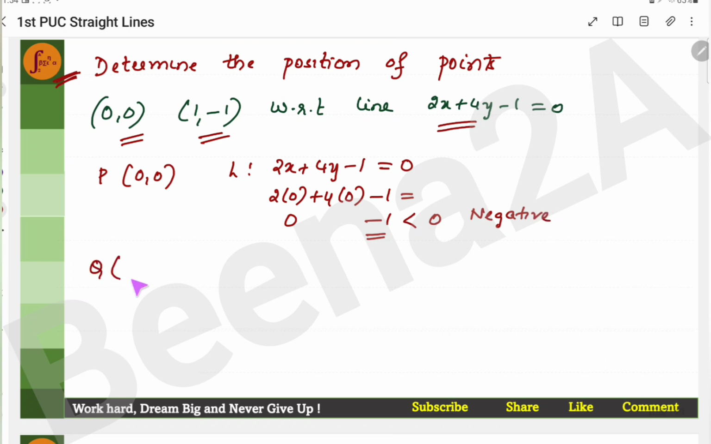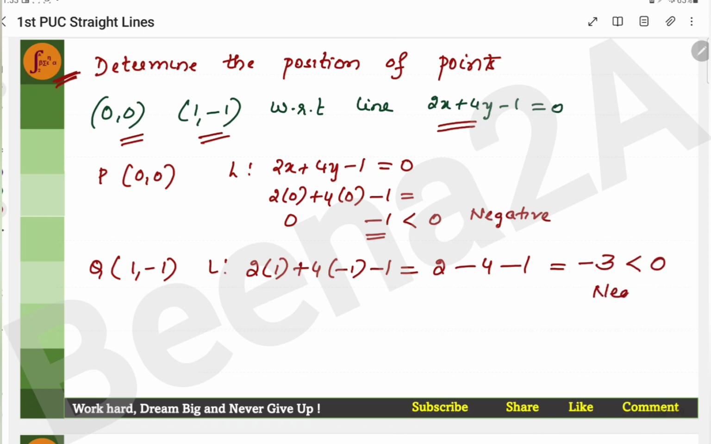Now we'll take another point Q, say (1, -1). Line 2 into 1 plus 4 into minus 1, what do we get? We get 2 minus 4 minus 1, which is minus 3, which is less than 0.